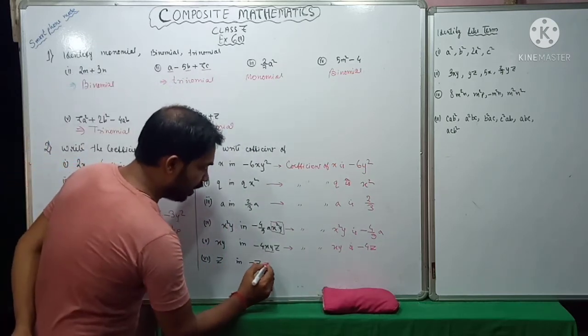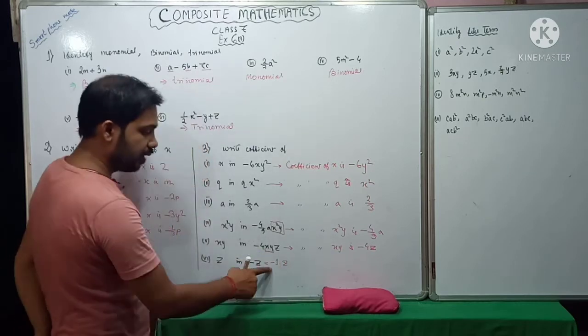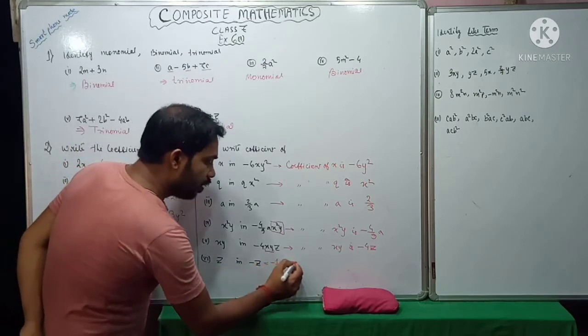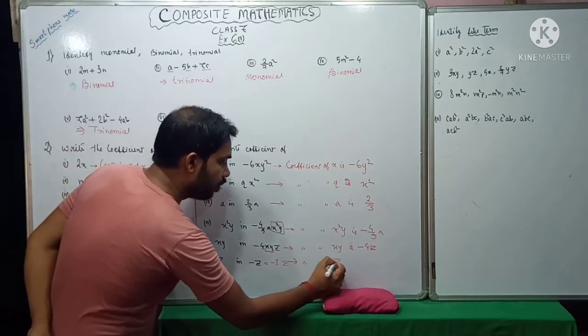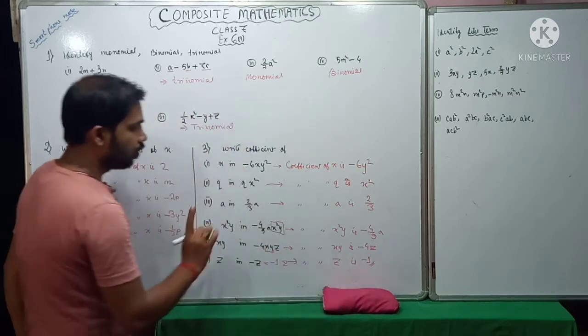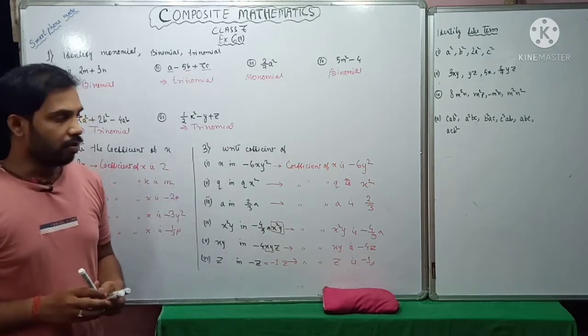Next you see z in minus z. So z can be written as minus 1 into z. Yes, this can be written like this also, because if you multiply it will give this result only. So you can write the coefficient of z is minus 1. So we have completed question number 3. If you have not understood, then please comment in the comment box.